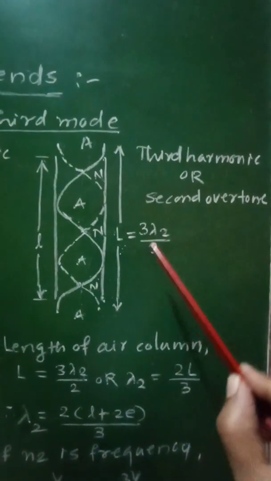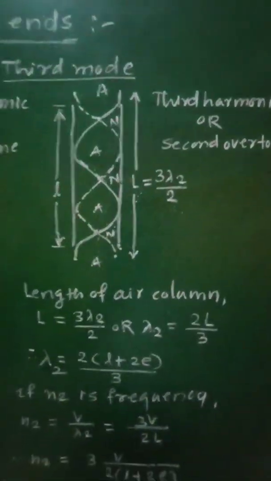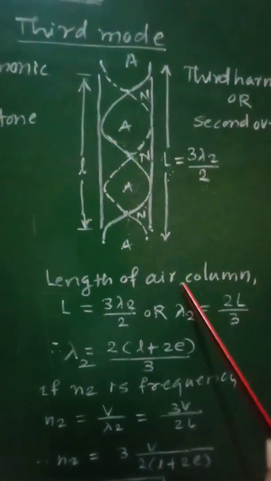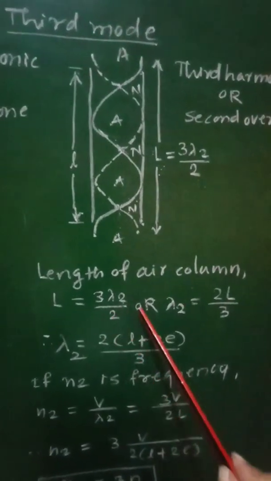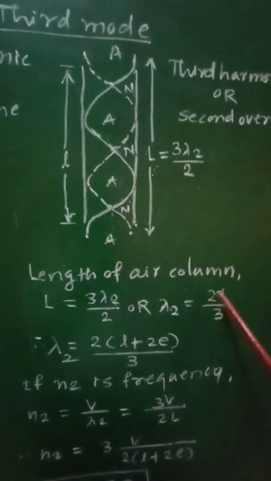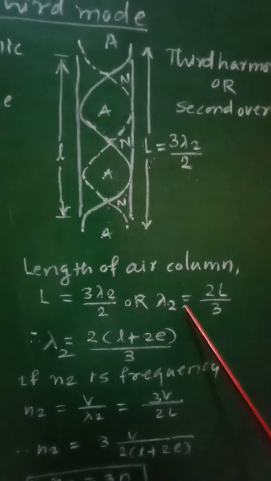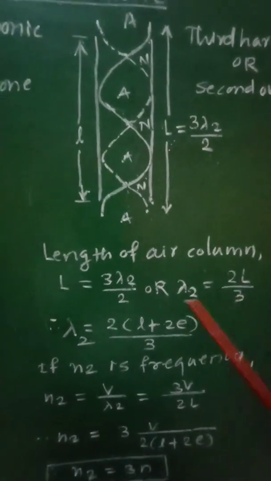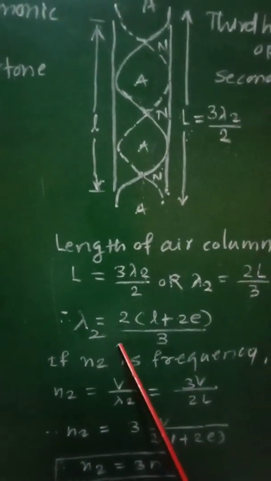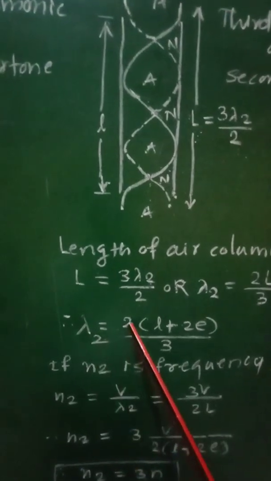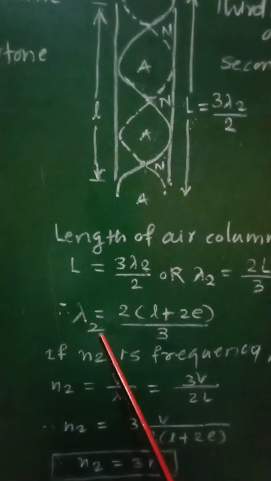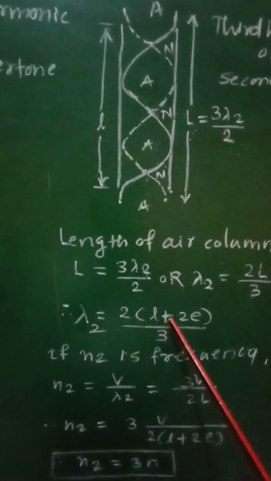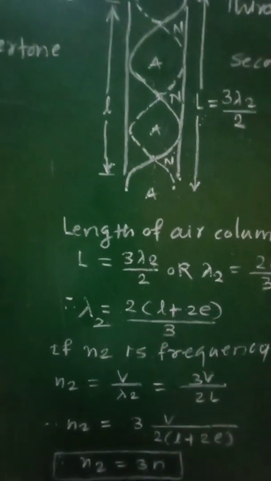3 lambda 2 upon 2. And therefore we can write the length of the air column L is equal to 3 lambda 2 upon 2. Therefore, lambda 2 will be equal to 2L by 3, and therefore it will be written as lambda 2 equal to 2 into L plus 2E upon 3.